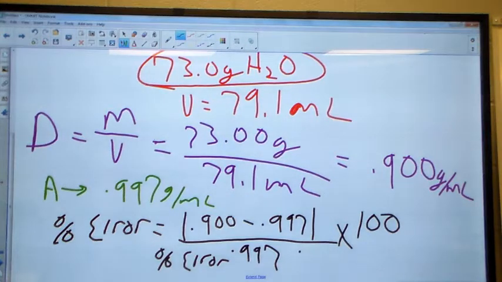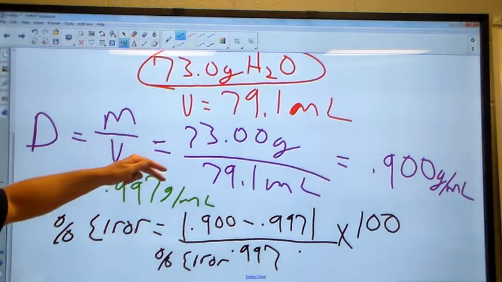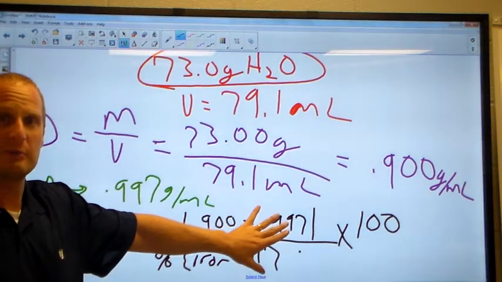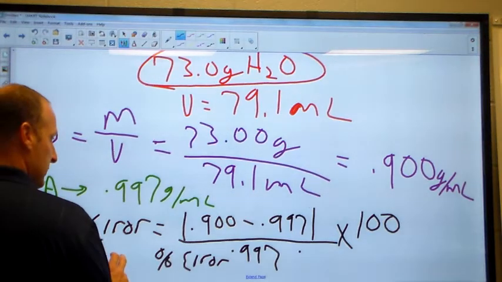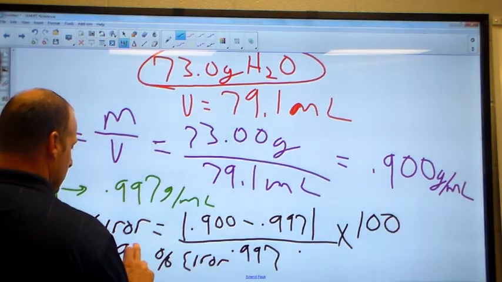0.900 minus 0.997 divided by 0.997 times 100. If I did it right, I got negative 9.7. Okay, couldn't be negative, because we use absolute values. 0.900 minus 0.997 will make it positive, probably will be 9.7. Good. In absolute values, whatever this difference comes out to be, we make it positive. That's an absolute value. I think it's 9.7. It is. Okay, Jesse.